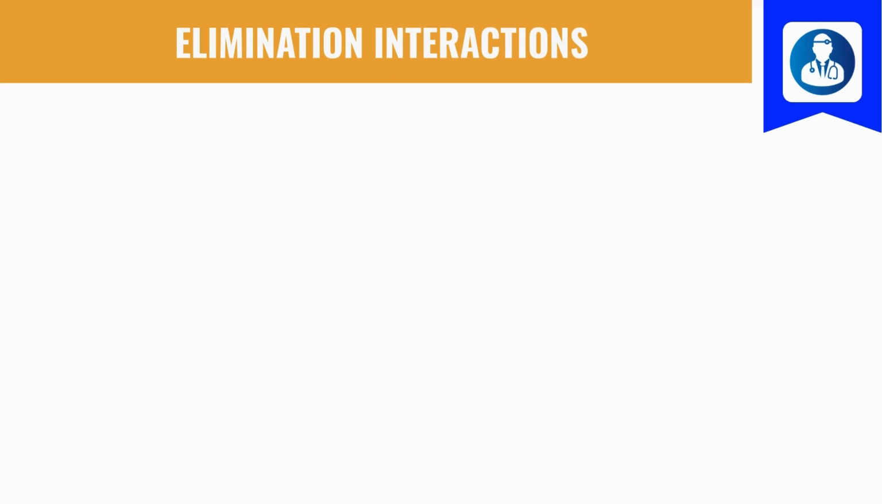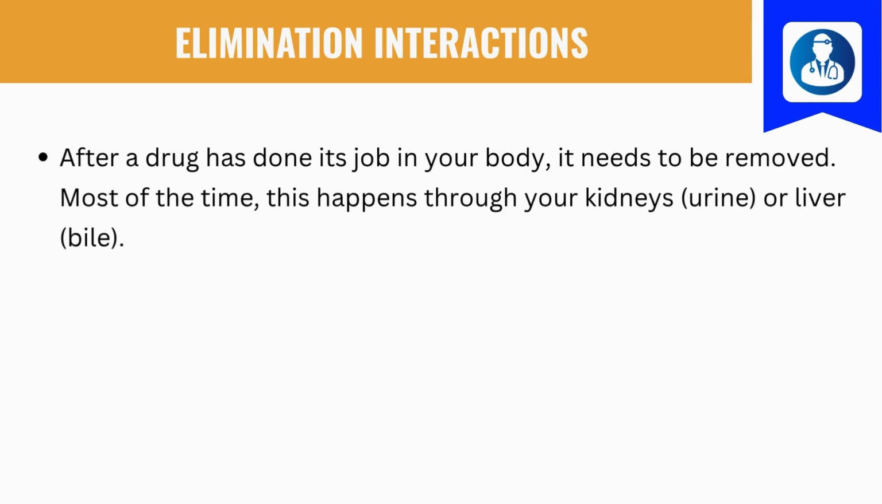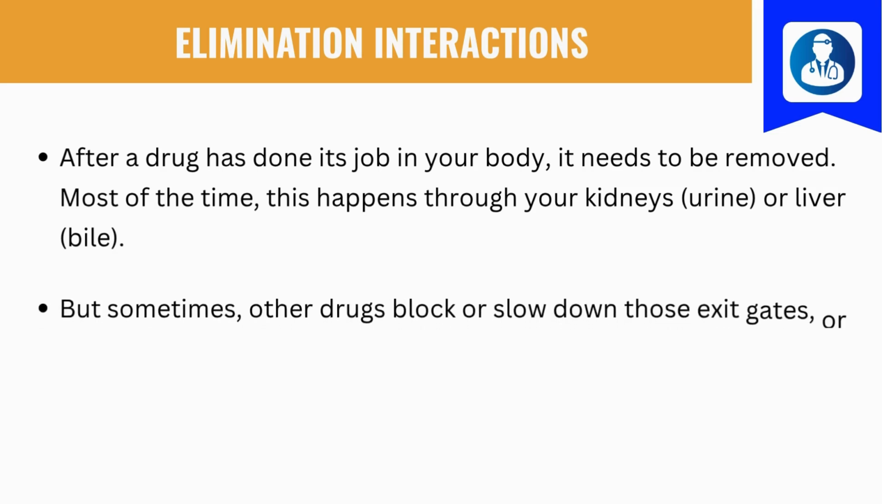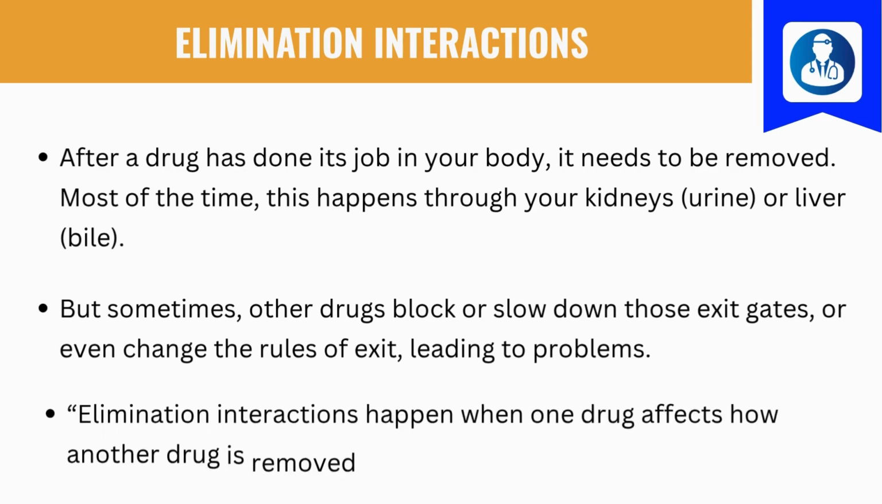Now let's talk about the fourth type of pharmacokinetic interaction, elimination interactions. After a drug has done its job in your body, it needs to be removed. Most of the time, this happens through your kidneys, urine, or liver, bile. But sometimes, other drugs block or slow down those exit gates, or even change the rules of exit, leading to problems. Elimination interactions happen when one drug affects how another drug is removed from the body.